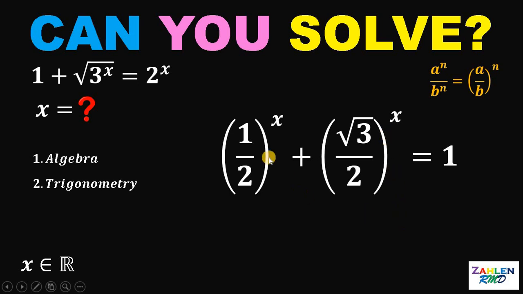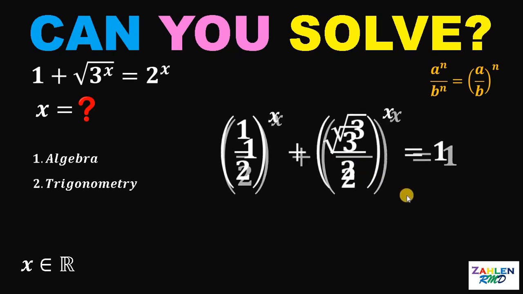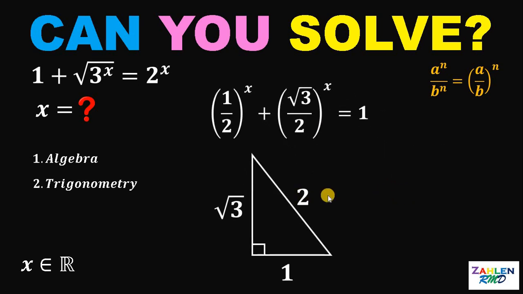And now realize that this 1, square root of 3, and 2 can be the side lengths of a special right triangle, which is a 30, 60, 90 right triangle. So we have the legs 1 and square root of 3, and we have the hypotenuse equal to 2. Now, if we let this angle be equal to theta, we get that sine of theta must be equal to square root of 3 over 2. Also, cosine theta must be equal to 1/2.